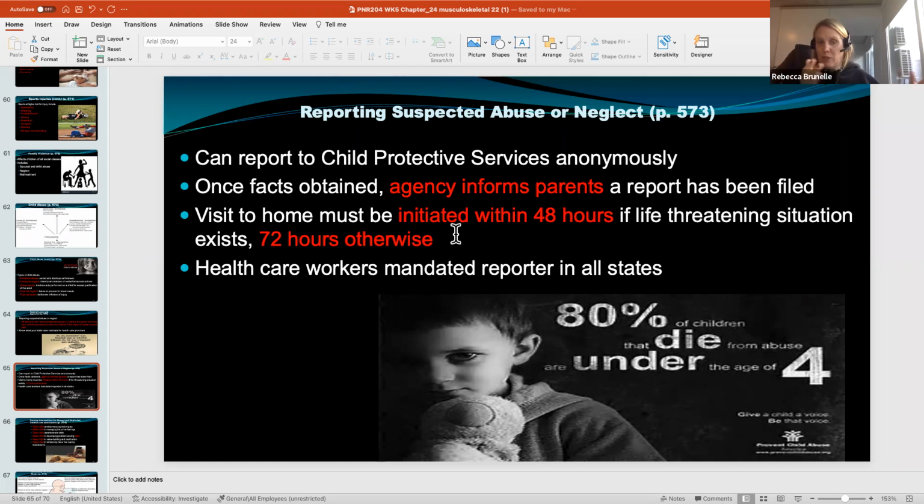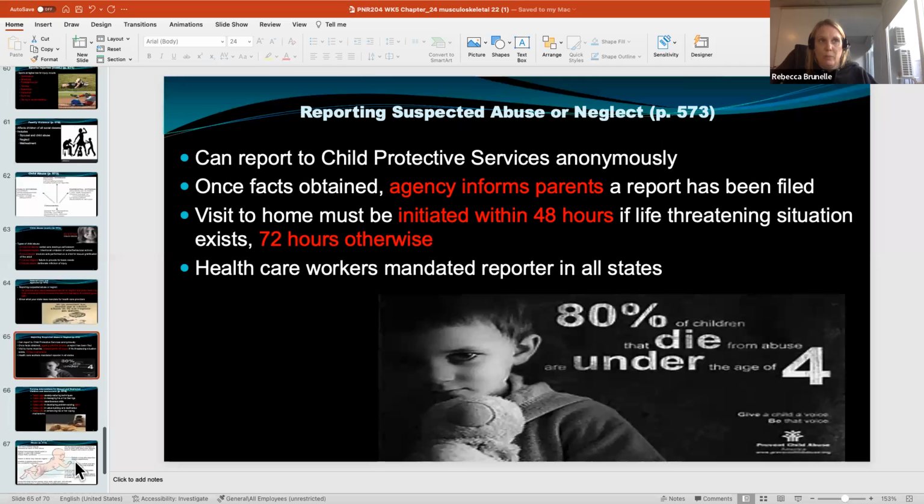You've got to make sure that your kid is always in a safe environment. So if they come into the hospital, you've got to move them away from the parents if possible, so you can talk to them alone. And remember that you're a mandatory reporter.